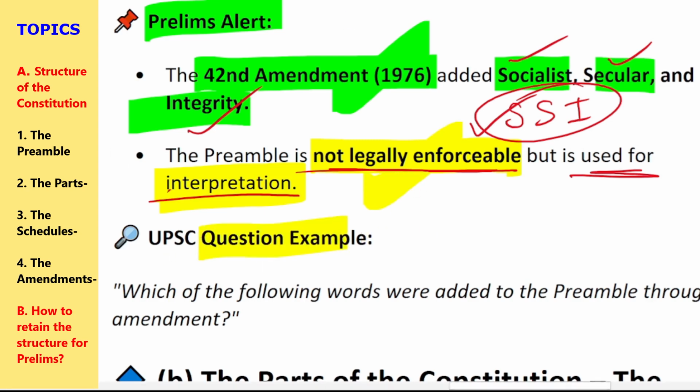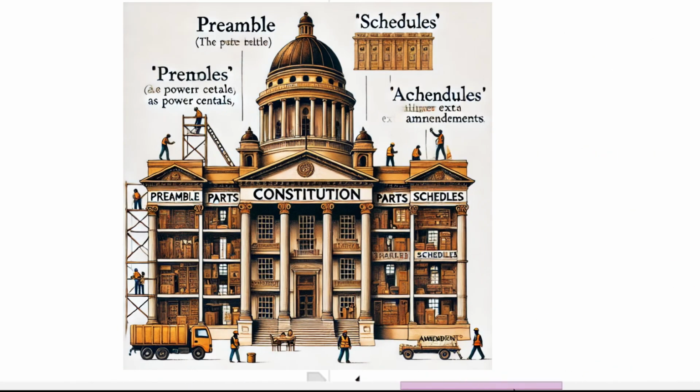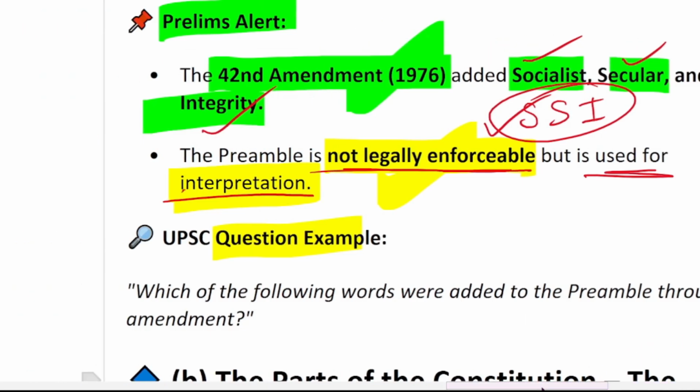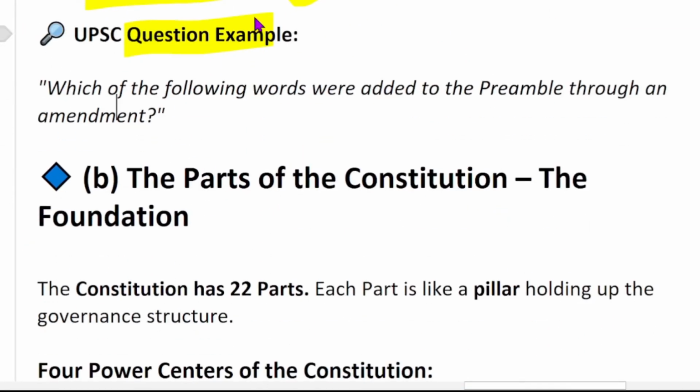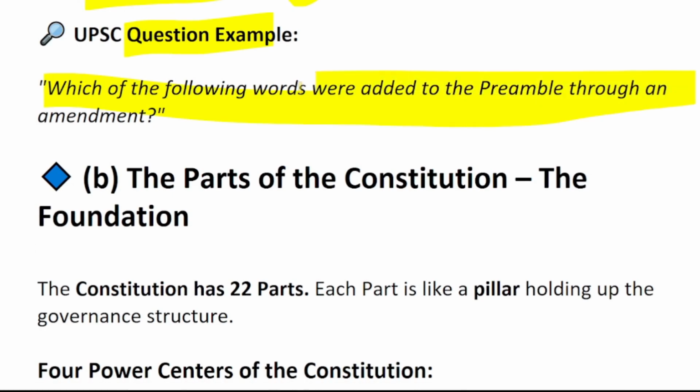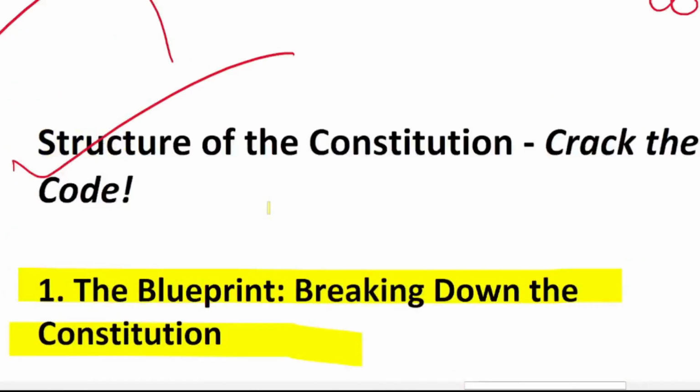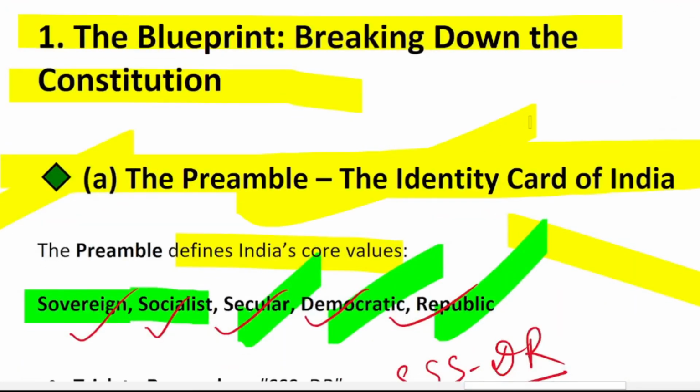So UPSC may ask you a question. For example, which of the following words were added to the preamble through an amendment? So remember this: 42nd Amendment 1976. Let's move to the second part. What was the first part? The preamble. We call it the identity card of India.